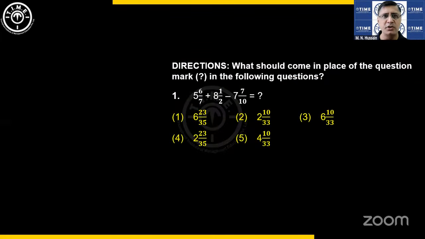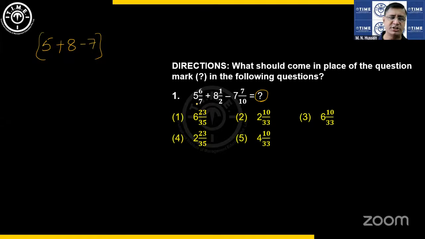Here is question number 1 on your screen. Look at the directions given here. What should come in place of the question mark in the following questions? So we need to find out the value of the question mark. Here it is a question from simplification: 5 6/7 plus 8 1/2 minus 7 7/10 equals question mark. Dear students, here just apply a simple logic, that is the sum of the integers and the sum of the proper fractions. Sum of the integers means 5 plus 8 minus 7.